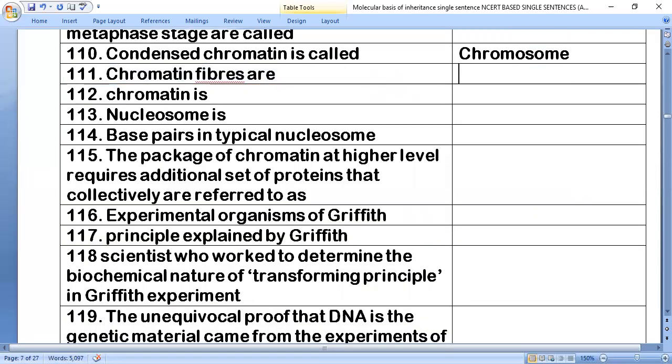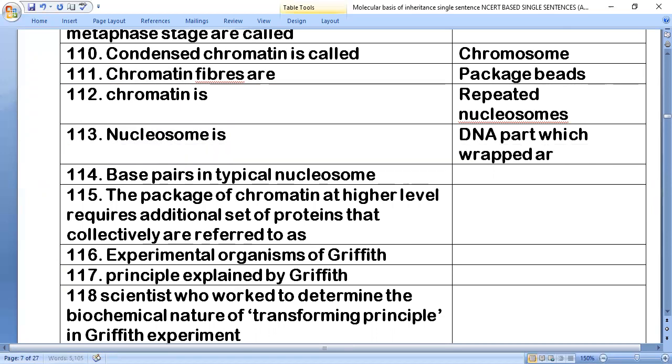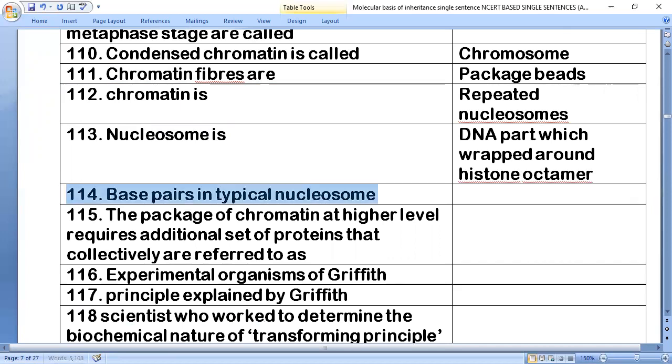Chromatin fibers are packaged beads. Chromatin is repeated nucleosomes. A nucleosome is the DNA part which is wrapped around the histone octamer. Base pairs in a typical nucleosome: 200 base pairs.